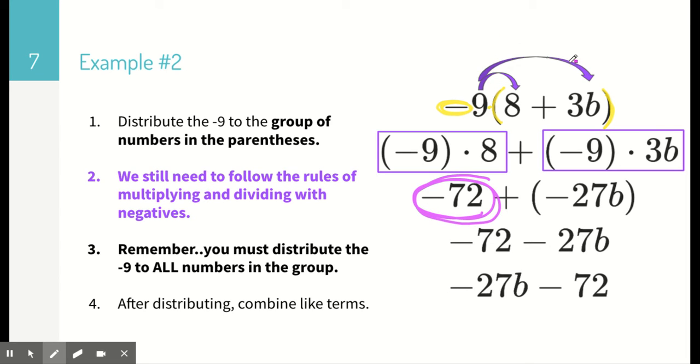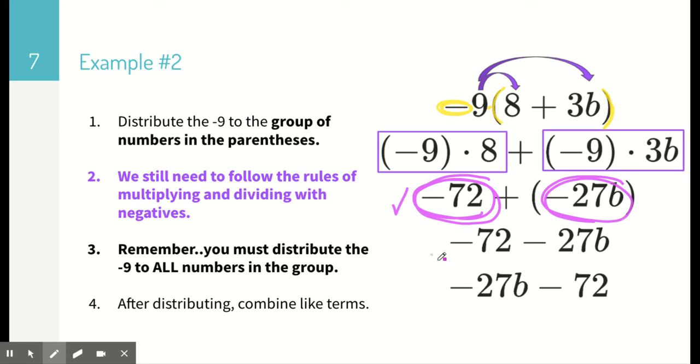When I distribute the negative 9 to 3b, the same thing's going to happen. You have a negative times a positive. So negative 9 times 3b will give you negative 27b. Now, this right here, negative 72 plus a negative 27b, is correct.